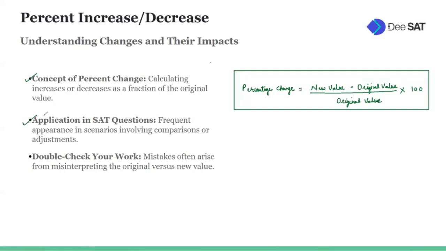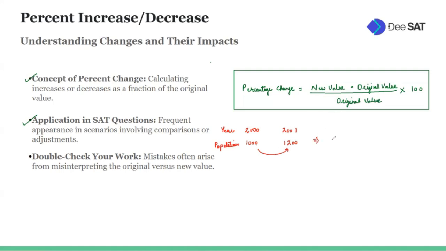Application to SAT questions. SAT often asks about change in price, population, or scores. For example, if a population increases from 1000 to 1200. So let's take a simple example where a population increase is happening. Let's say in the year 2000, the population of a certain city is 1000 people. So this is year and this is population. You can see that in the year 2001, the population becomes 1200. We need to see how much percentage increase has happened from 1000 to 1200. So how are we going to solve that?